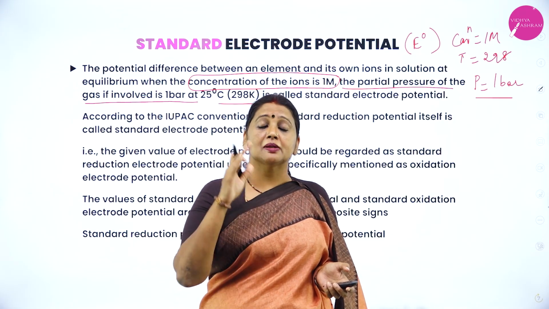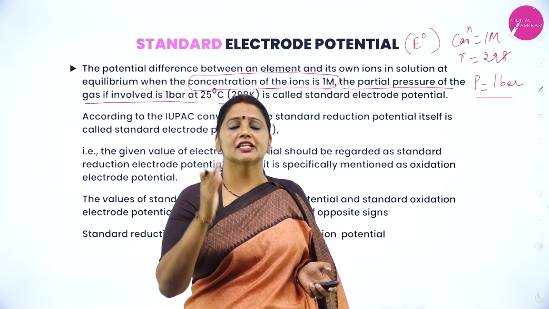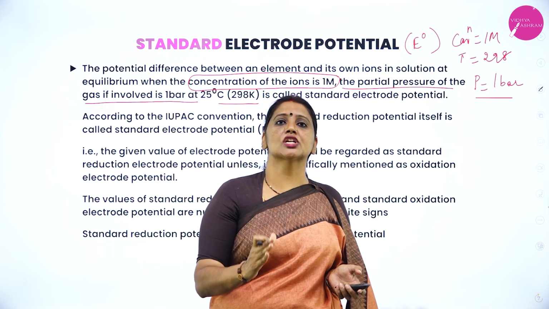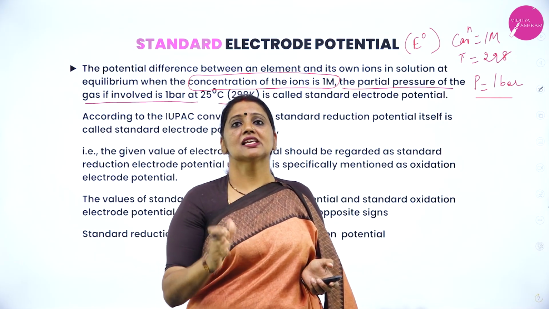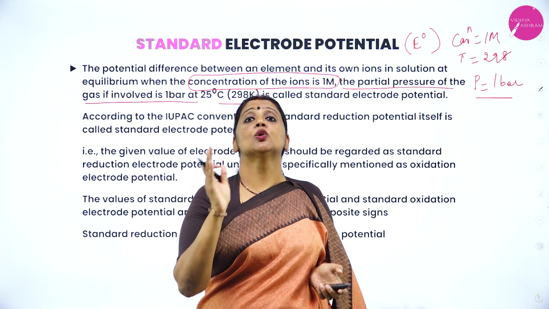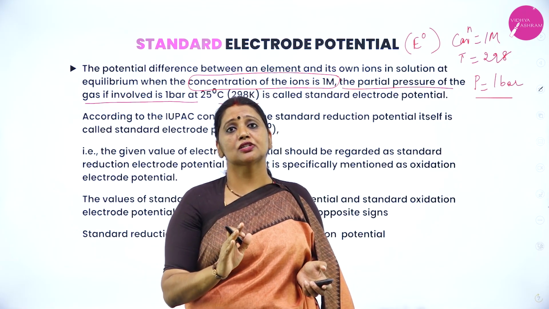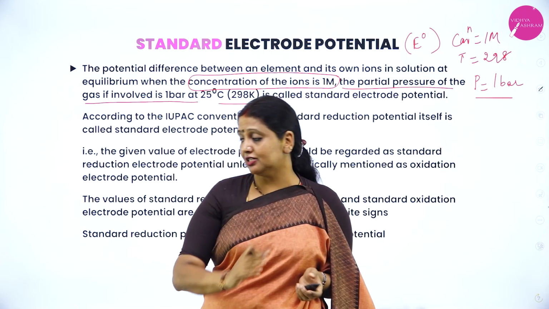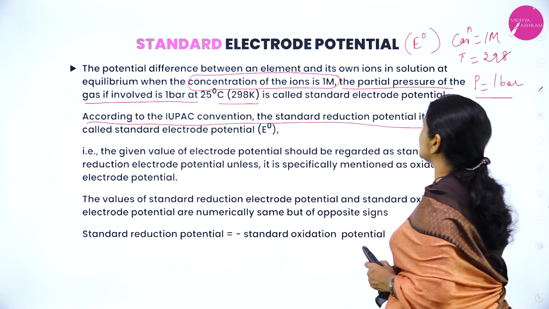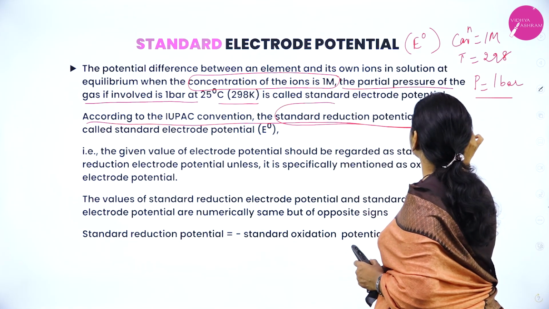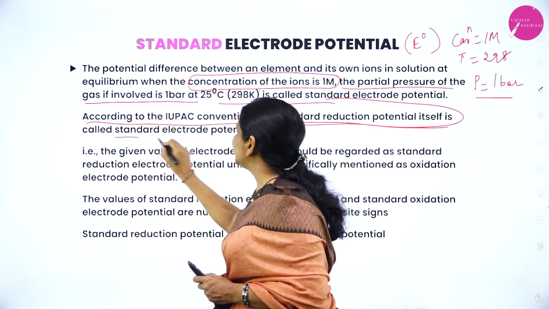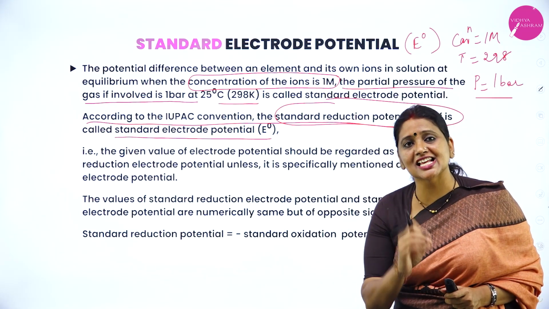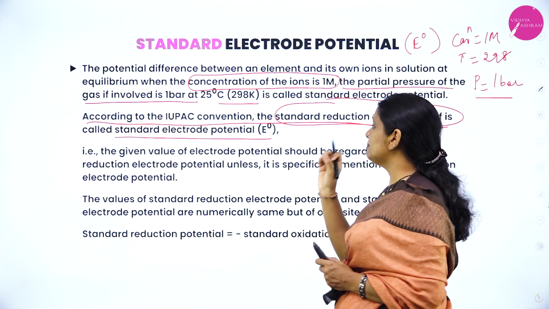Electrode potential is at any temperature, but standard electrode potential is measured at 298 Kelvin, as well as the concentration of the solution is 1 molar, and if it is gas, the partial pressure of the gas should be 1 bar. That is called as what? E0, that is standard electrode potential. According to IUPAC convention, standard reduction potential itself is the standard electrode potential.